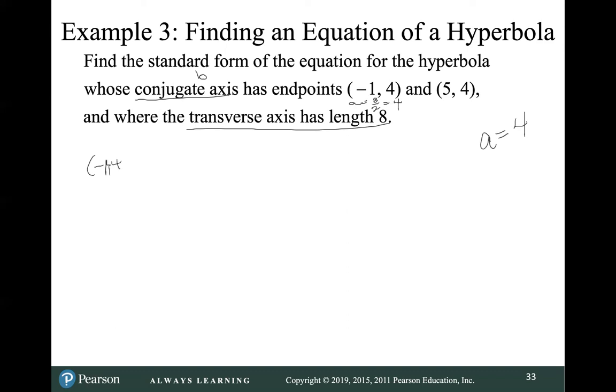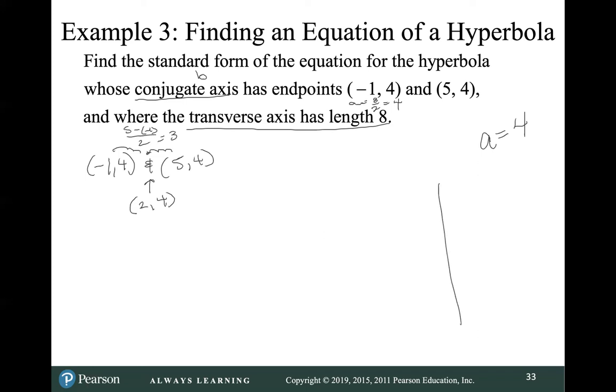-1, 4. Let me write that nicer. -1, 4 and 5, 4. Halfway between those will be 2, 4. 5 minus -1 over 2 is 3. 1, 2, 3. That's going to be 2, 4. That's how I did that.